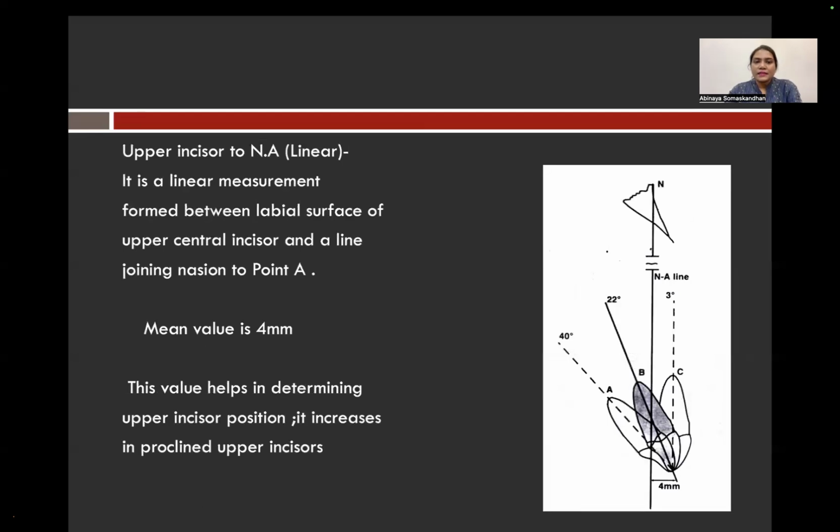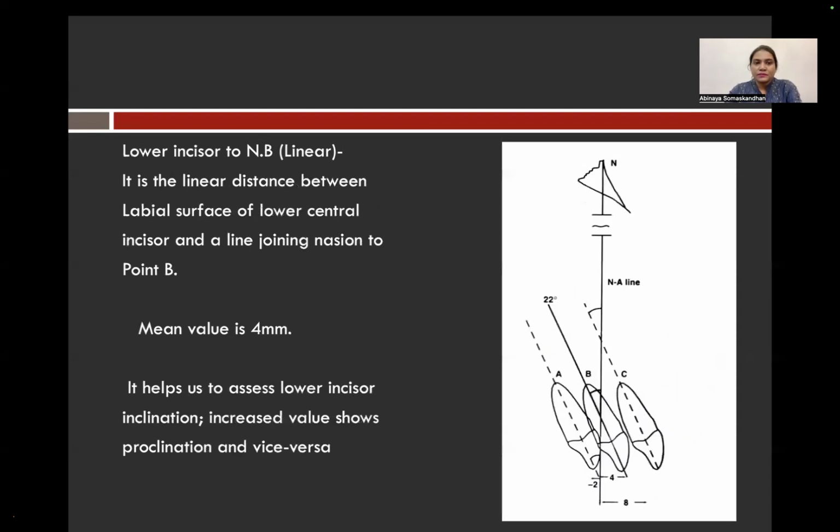Next is the upper incisor to NA, which is a linear measurement. The one we saw before was the angular measurement. This is a linear measurement formed between the labial surface of the upper central incisor and a line joining nasion with point A. The mean value is 4 mm. This value helps in determining the upper incisor position. It increases in case of proclined upper incisors.